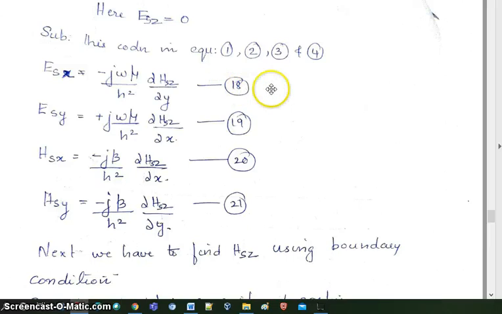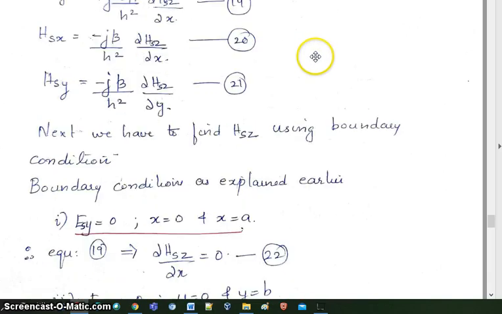Esx is equal to minus j omega mu by k squared dou Hsz by dou y, then Esy, Hsx and Hsy. Okay, that is equations 18, 19, 20, 21. I am simply substituting Esz equal to 0 in 1, 2, 3 and 4. Next we have to find Hsz using boundary condition.